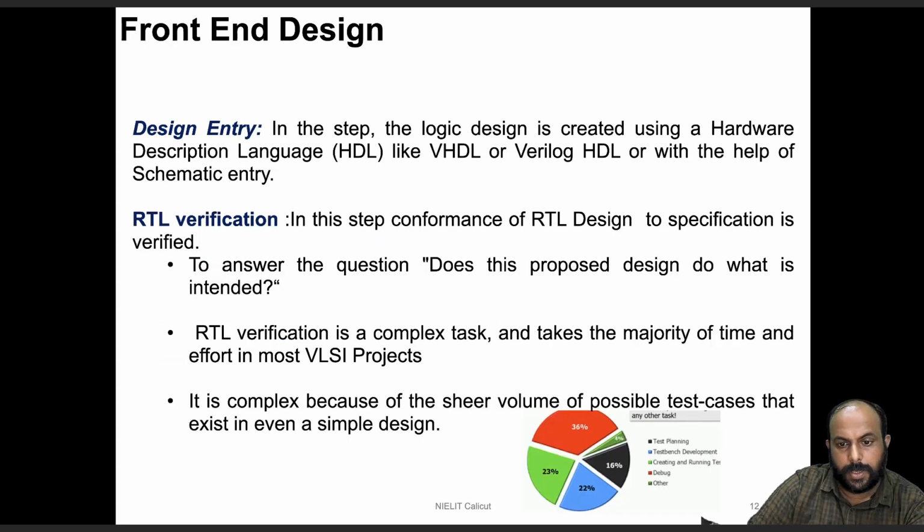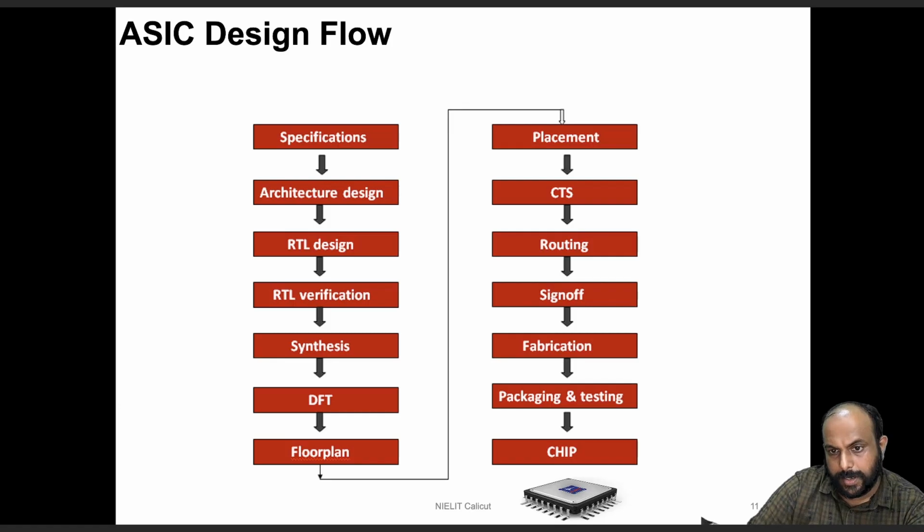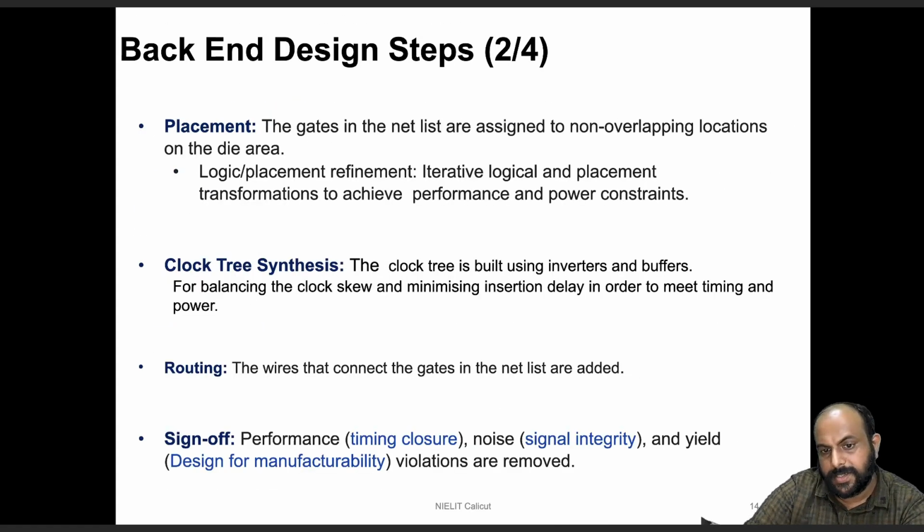The next step in our design after placement is clock tree synthesis. Clock tree synthesis is a stage in which a particular clock tree is built with the help of inverters and buffers. The purpose of building a clock tree is to balance issues like clock skew as well as minimizing insertion delays in order to meet timing and power requirements or constraints. So clock tree synthesis basically ensures that a structure with the help of buffers and inverters is formed so that every element in your SoC or ASIC gets clocks with minimal delay and without much of skew problems.